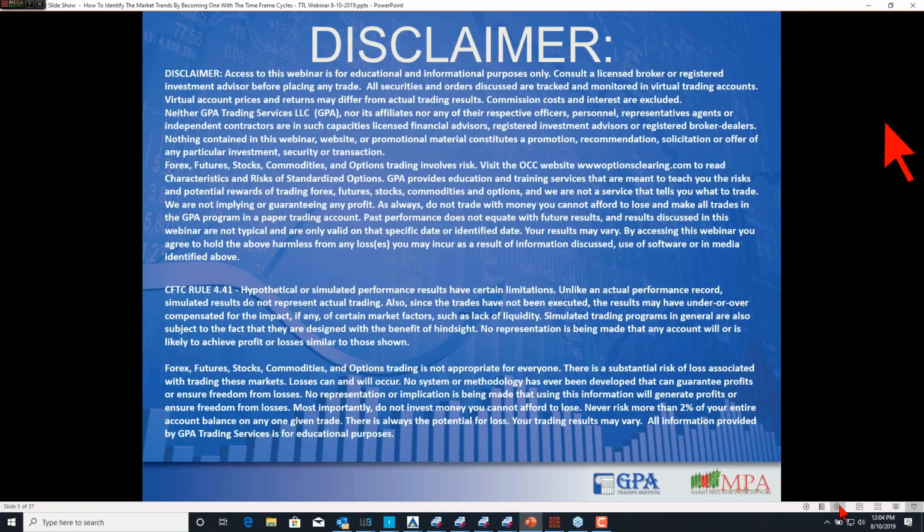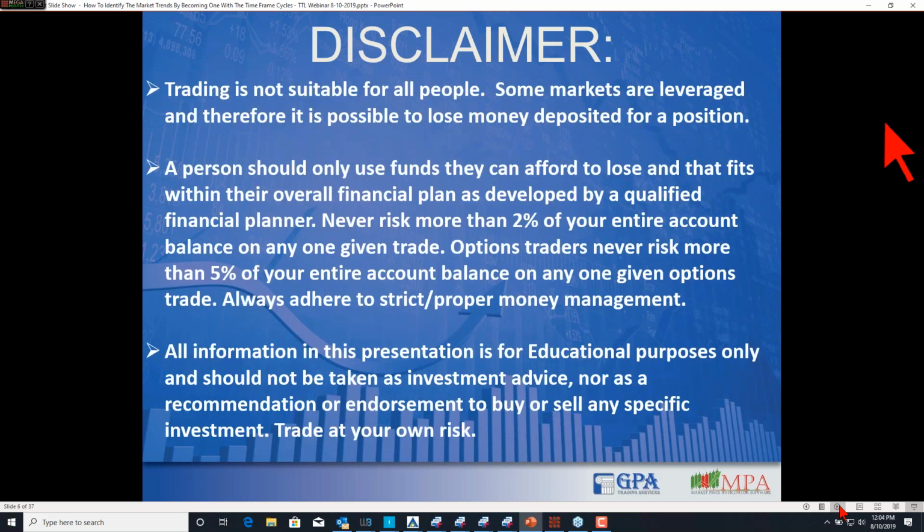Brief disclaimer, I won't sit there and read all these common disclaimers. I will highlight a few points. Trading is not suitable for all people. Some markets are leveraged, and therefore it is possible to lose money in a deposited position. A person should only use funds they can afford to lose that fits within their overall financial plan as developed by a qualified financial planner. A particular rule is to never risk more than 2% of your entire account balance on any one given trade. Options traders should never risk more than 5% of their entire account balance on any one given options trade. And most importantly, you should always adhere to strict, proper money management. All information in this presentation is for your educational purposes and should not be taken as investment advice, nor as a recommendation or endorsement to buy or sell any specific investment. Trade at your own risk.